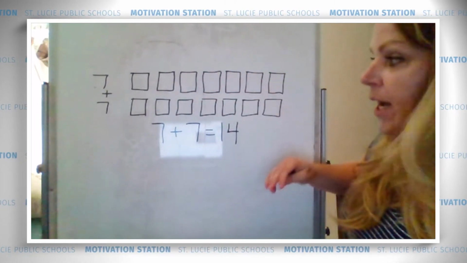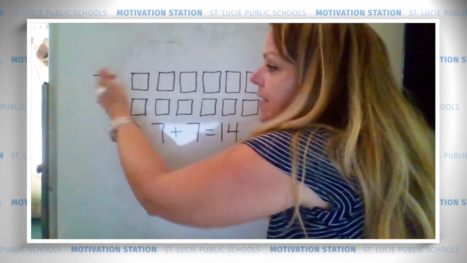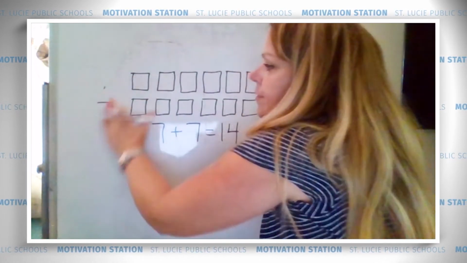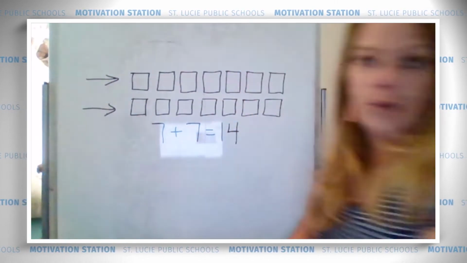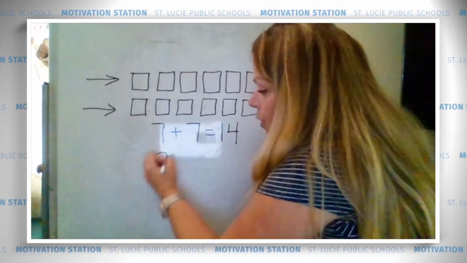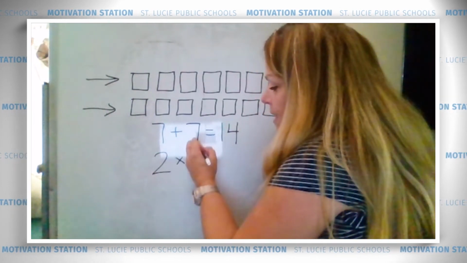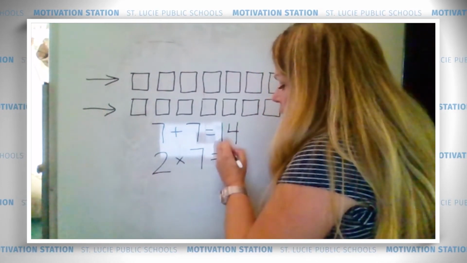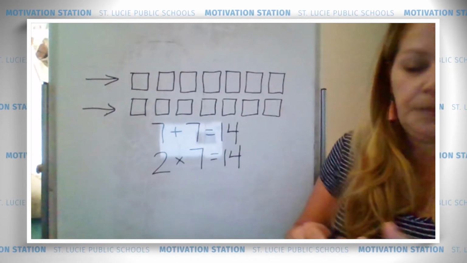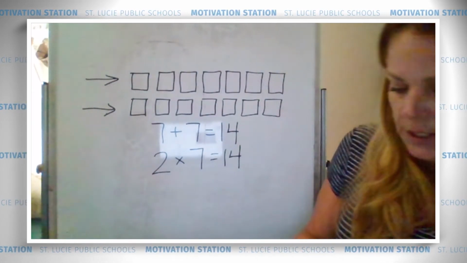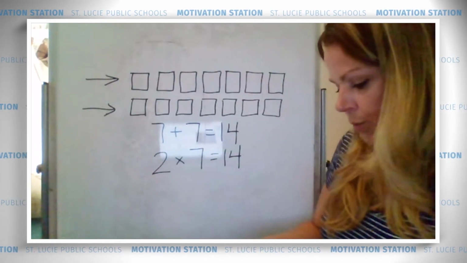So how do I write that with multiplication? First I say how many rows I have. This is a row and this is a row. So I have 2 rows of 7 tiles each, which equals a total of 14 tiles. Okay, we're going to practice some more rows. I think we've got one more problem here.